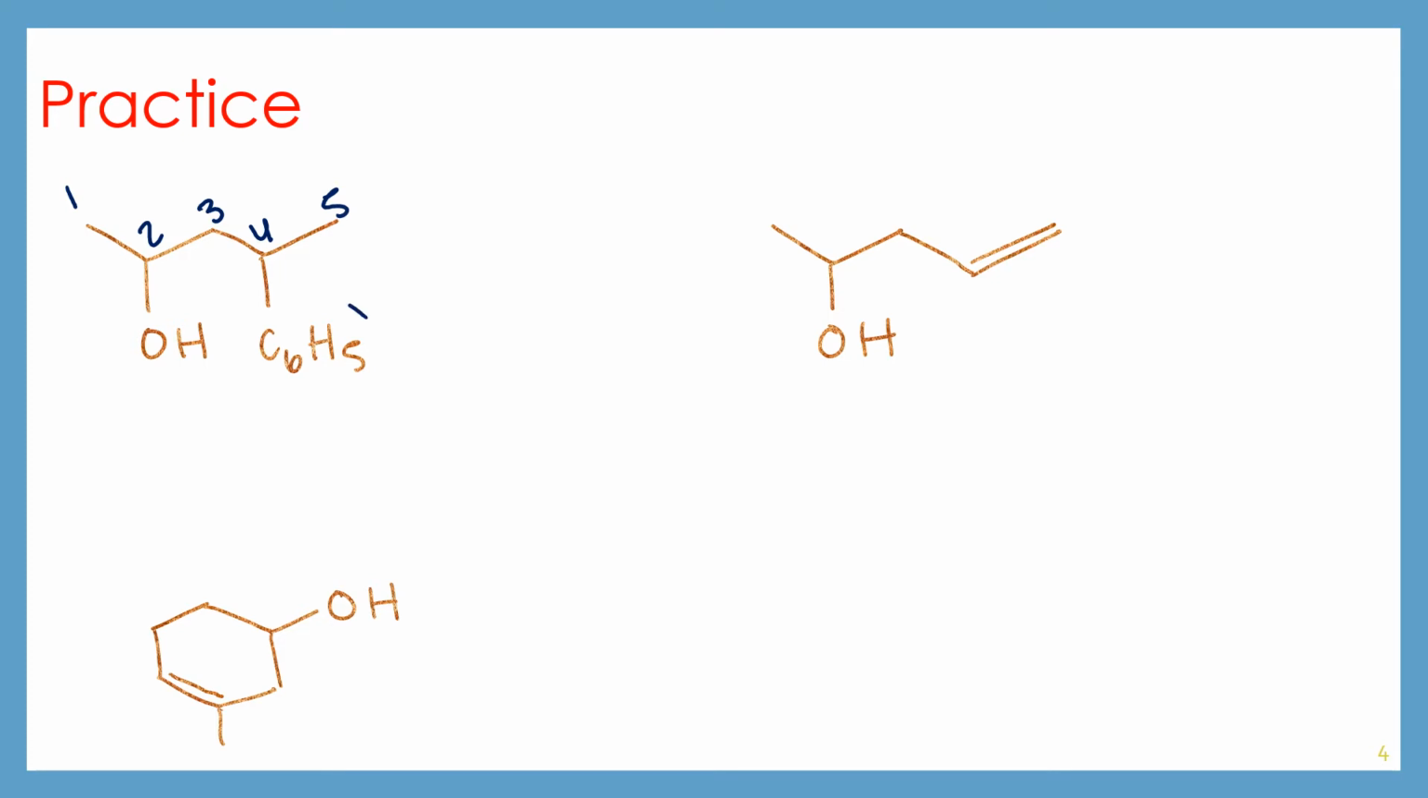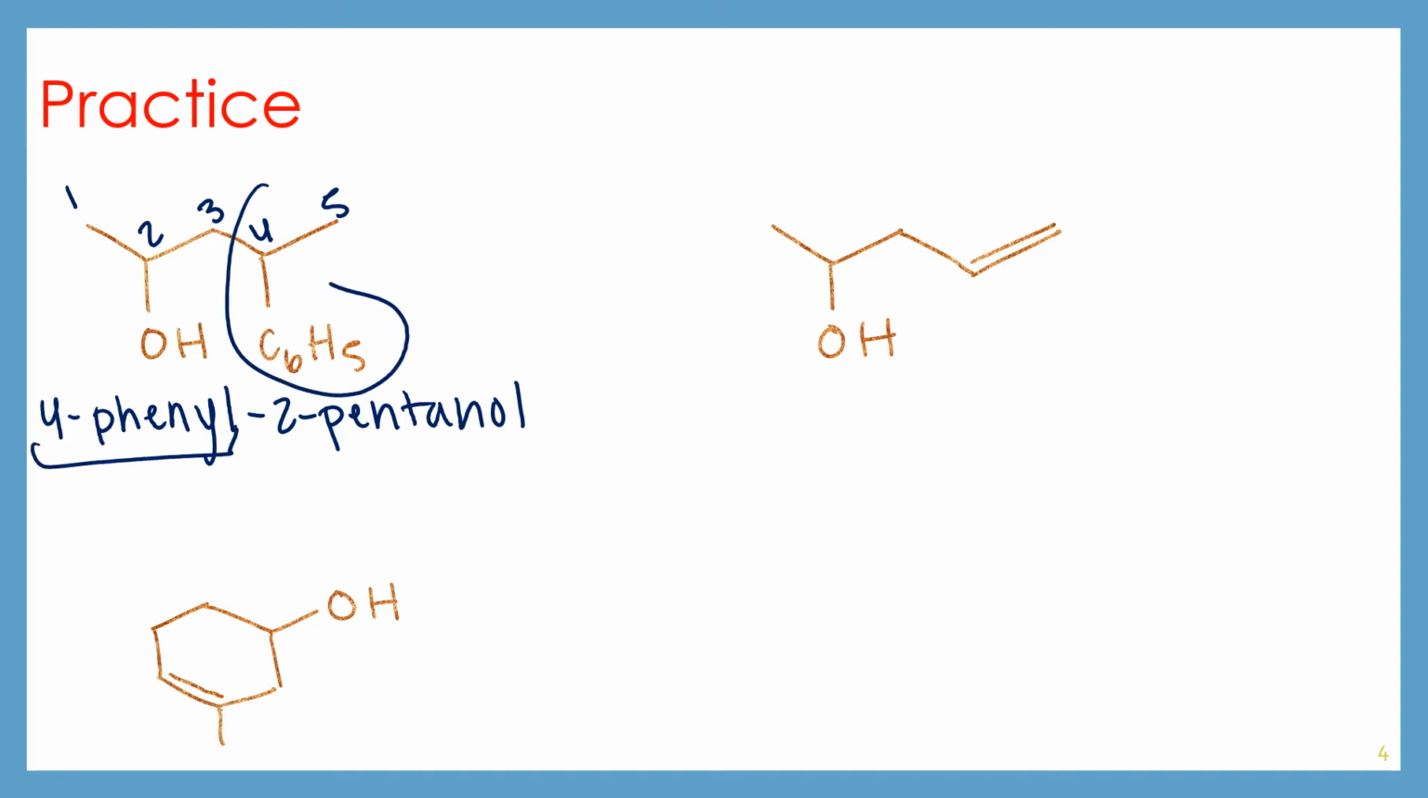So then this just becomes a substituent, specifically the phenyl substituent, since there is no CH2 group between carbon 4 and the benzene ring. So we would call this 4-phenyl-2-pentanol. And a quick reminder, the 4-phenyl is obviously referencing the phenyl group on carbon number 4.